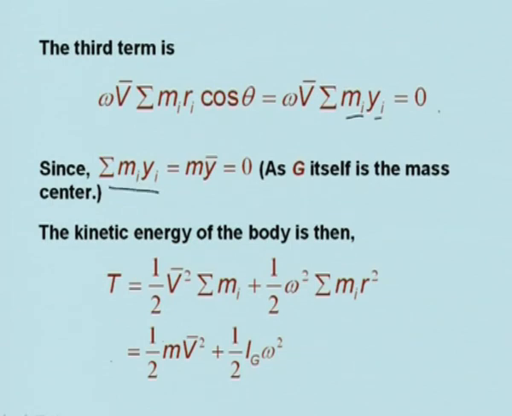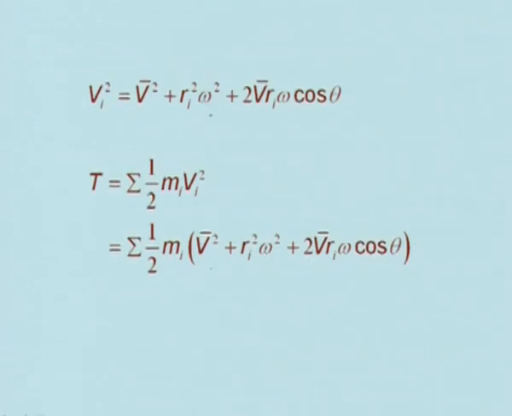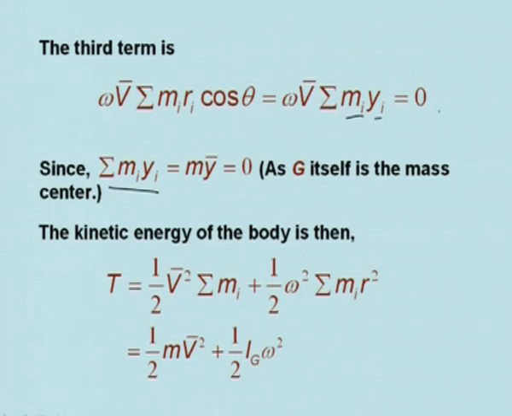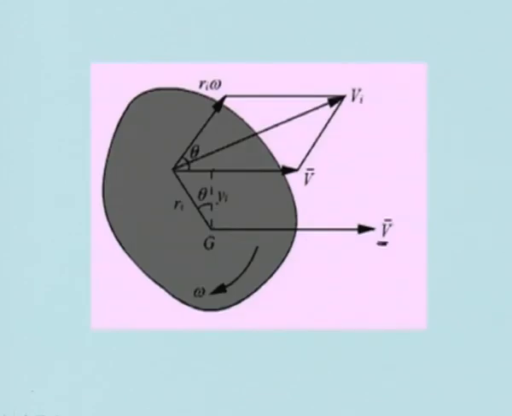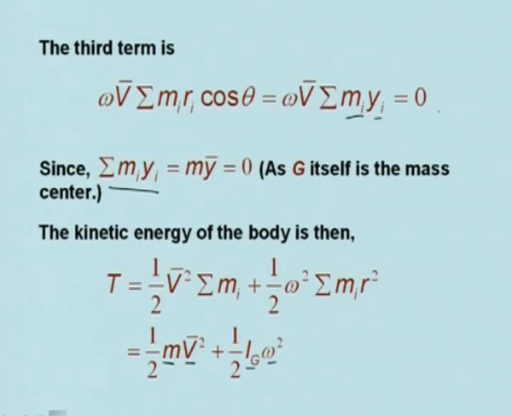Now, in the first term, half m_i v bar square, v bar is common because it is the velocity of the mass center, so it can be taken outside. Omega is also common, it can be taken outside. So, you get the kinetic energy of the body as half v bar square sigma m_i plus half omega square sigma m_i r_i square, and this is half m v bar square plus half I_G omega square. Here r_i is the distance from the mass center, so sigma m_i r_i square becomes I_G.